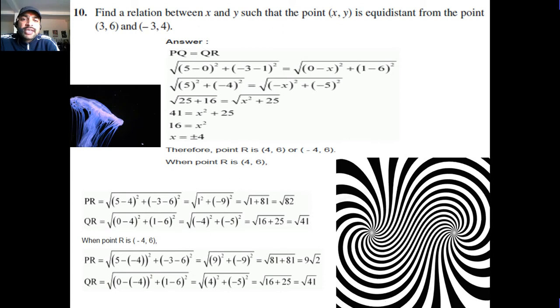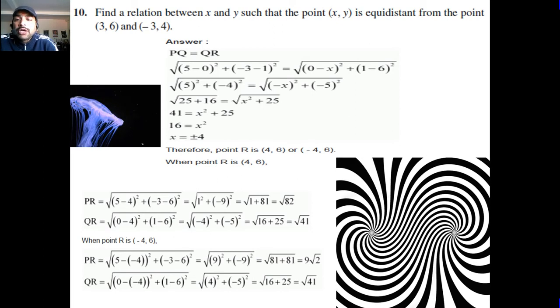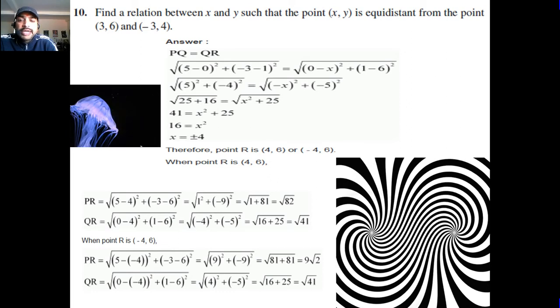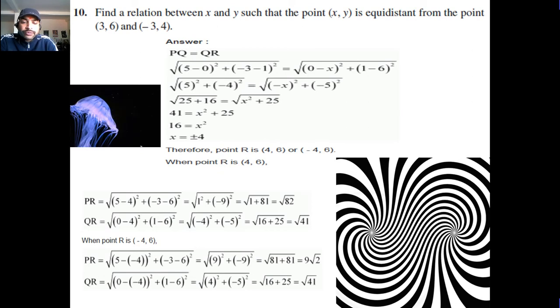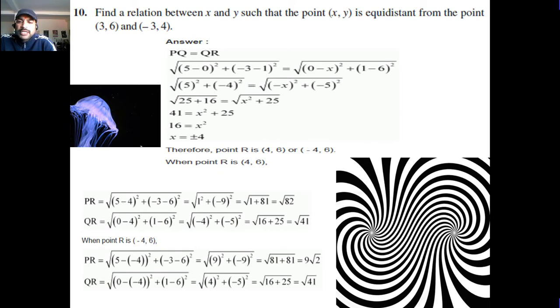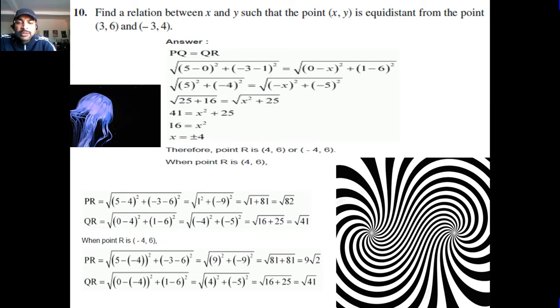Question number 10. Find the relationship between x and y such that the point (x, y) is equidistant from the points (3, 6) and (-3, 4). PQ is equal to QR, that is 41 is equal to x square plus 25, 16 is equal to x square and x equals plus or minus 4, therefore point R is (4, 6) and (-4, 6).